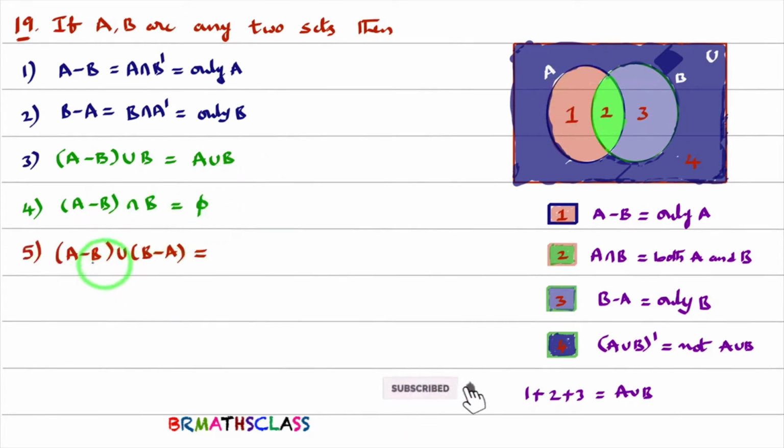You observe this. A minus B union B minus A. A minus B means part 1, plus B minus A. B minus A means part 3.